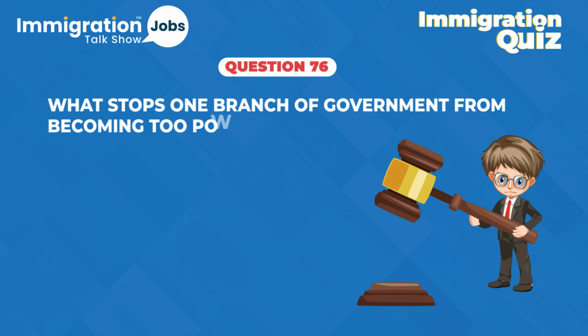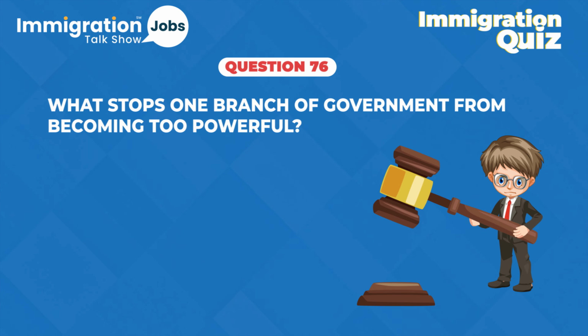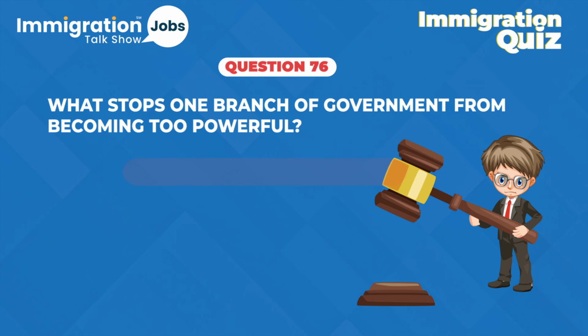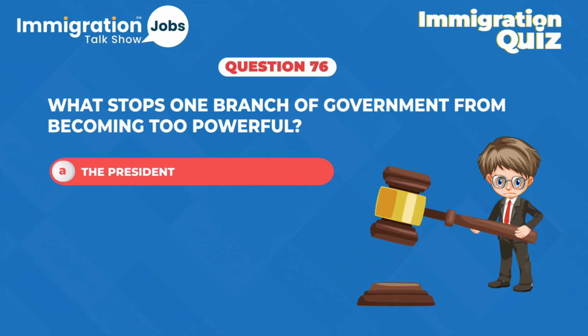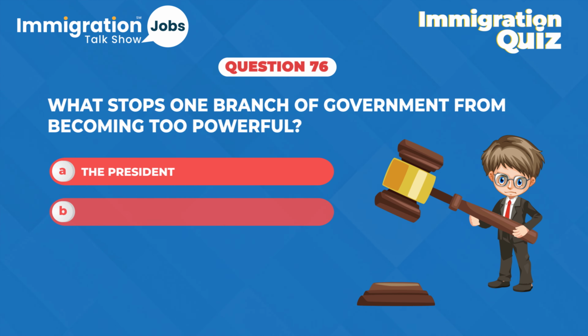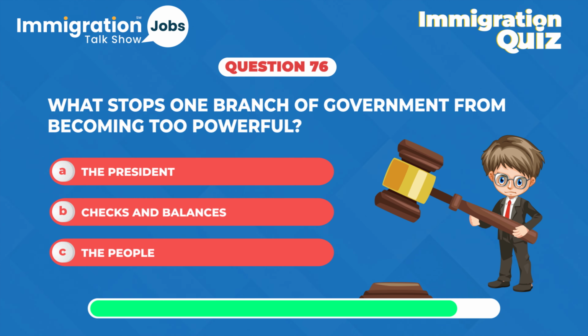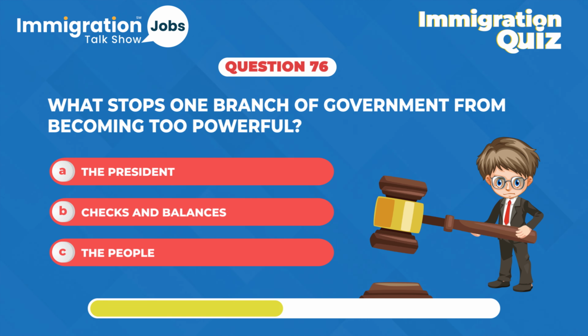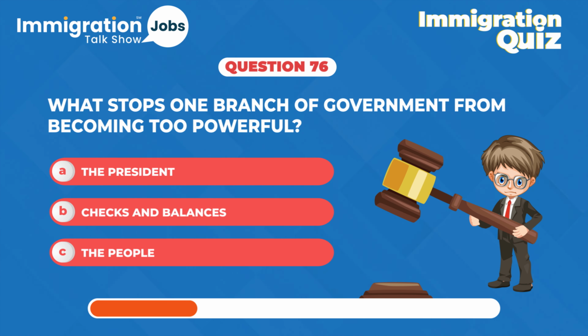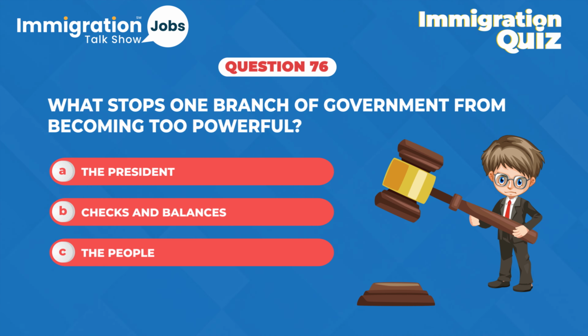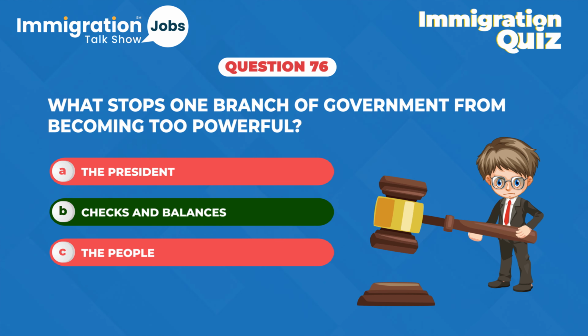What stops one branch of government from becoming too powerful? Option A, the president. Option B, checks and balances. Or option C, the people. And the correct answer is option B, checks and balances.